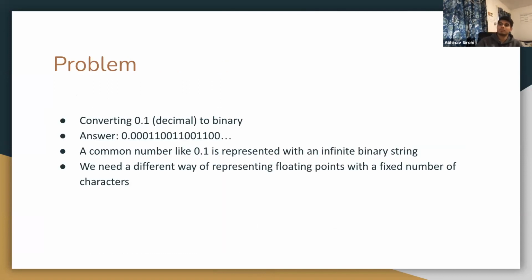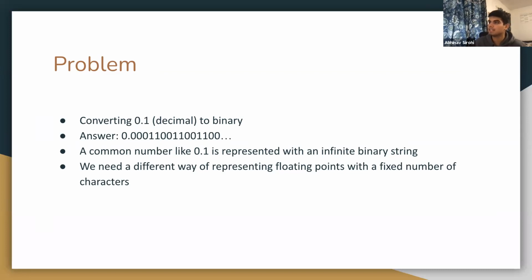And so there's actually a problem here. When we convert the decimal 0.1, which is written in base 10, to binary, the answer is 0.0001100 over and over again. So it becomes an infinite repeating string, and if I ran that algorithm on 0.1, it would return the infinite repeating string.